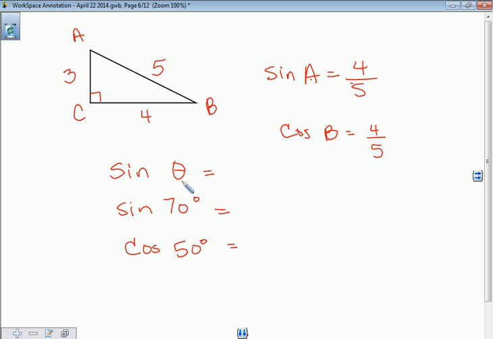Because the sine of an angle is always the same as the cosine of its complement. So sine of 70 is the same as cosine of 20. Cosine of 50 is the same as sine of 40. Because sine of any angle is the same as cosine of its complement, and vice versa. Cosine of any angle is the same as sine of its complement, of any acute angle.